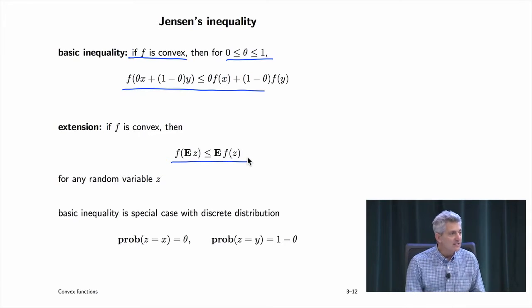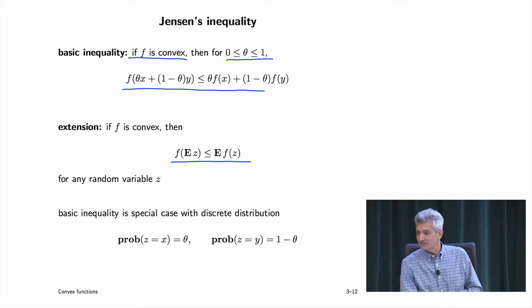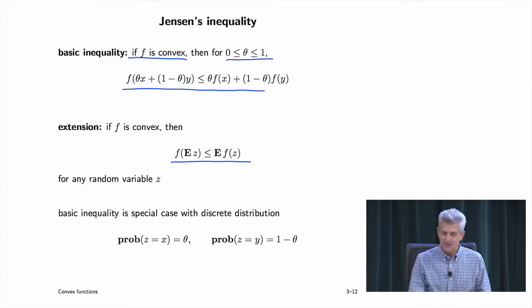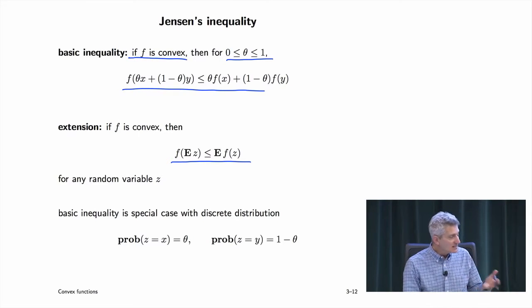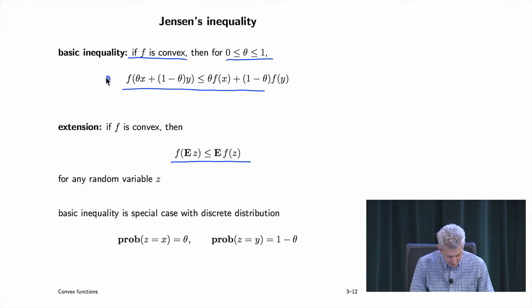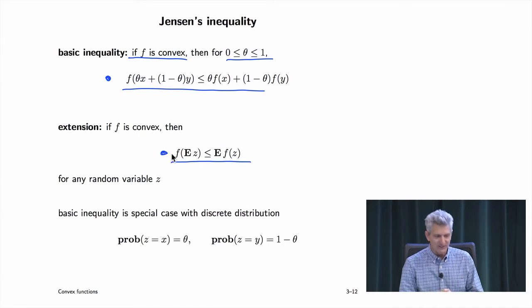So the right way to say it is this. If you have a random variable z that takes values in the domain of f, right? By the way, if there's a positive probability it takes values outside the domain of f, then there's really not much to say here. But so its values are in the domain of f almost surely. Then the following is true: f of the expected value is less than or equal to the expected value of f of z. That's it. And guess what? This very basic inequality here is the most general form of the inequality.